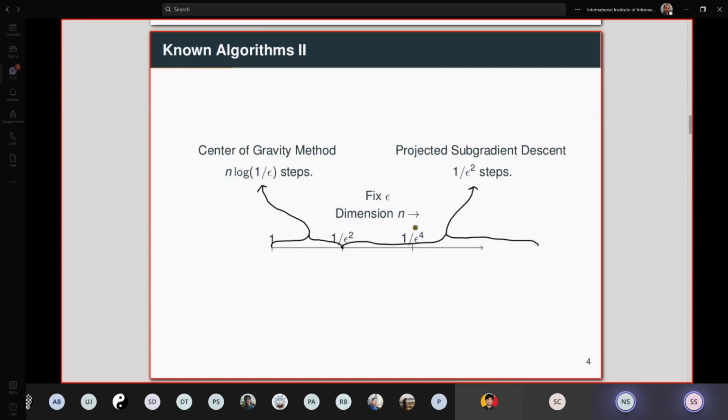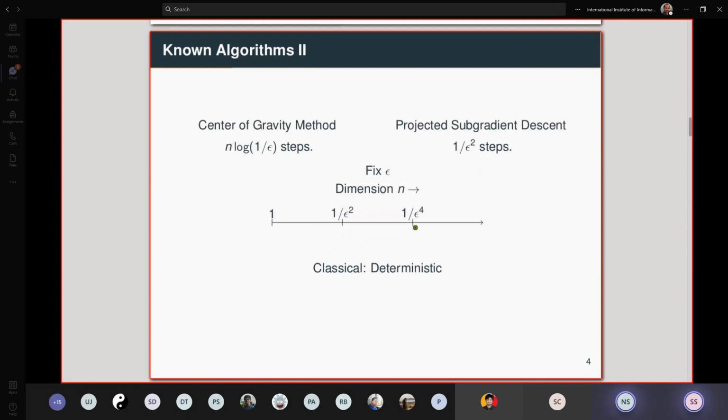Now the obvious question is, are there other algorithms which actually do better than this? And that's what we'll see in this slide. So in the deterministic case, it's been known for like 4 decades now that there is a function class which has dimension 1 by epsilon squared, and for which solving the task requires 1 by epsilon squared queries. So this means that gradient descent is actually optimal in this whole region.